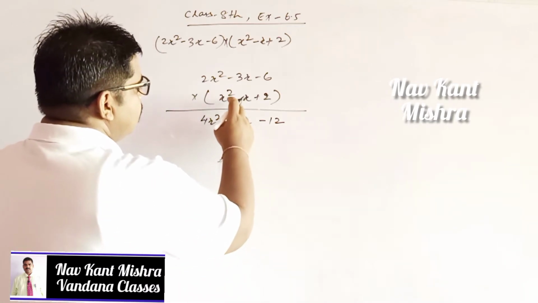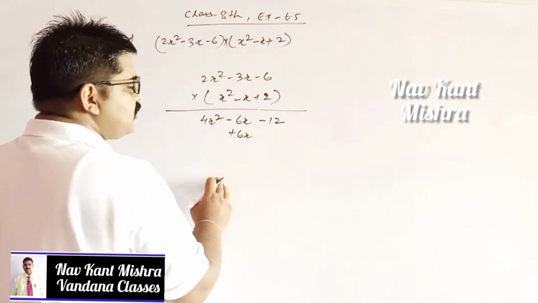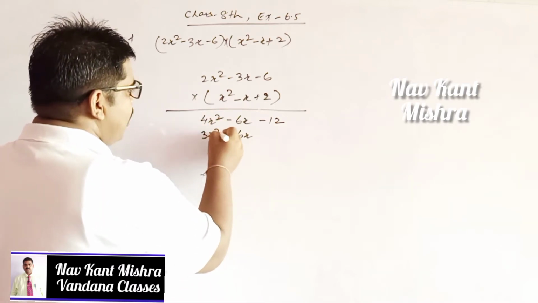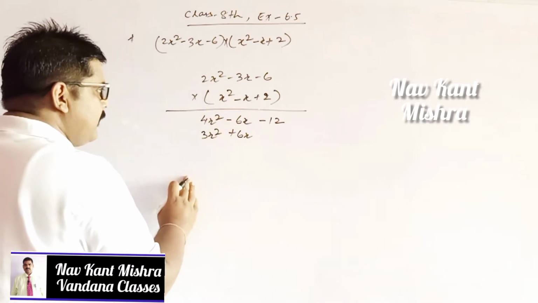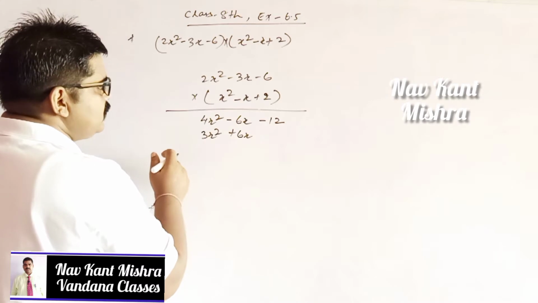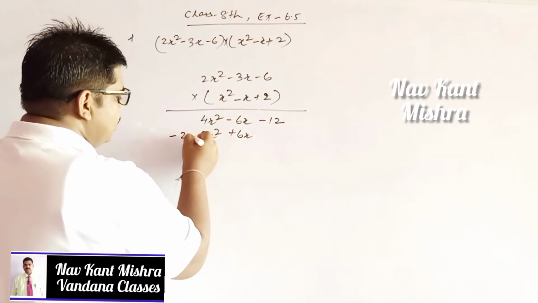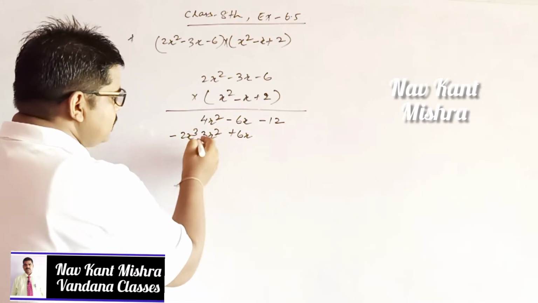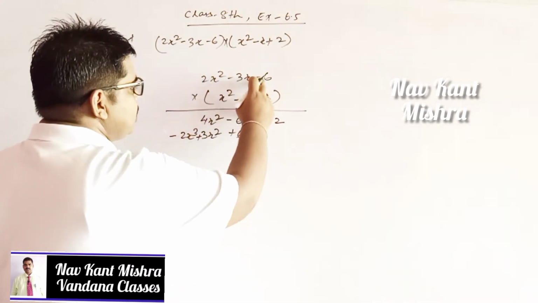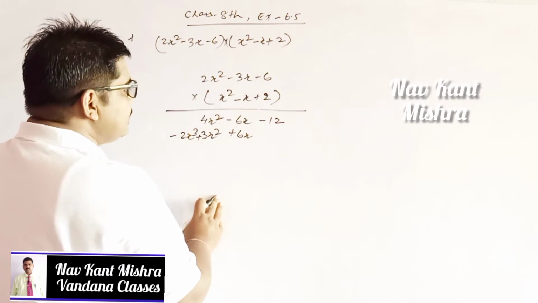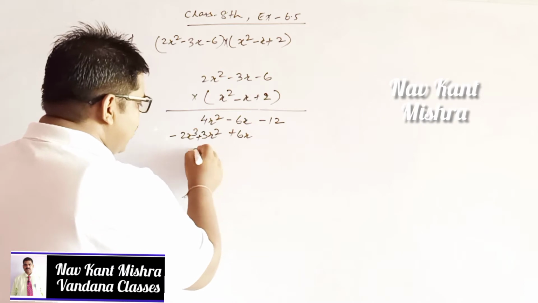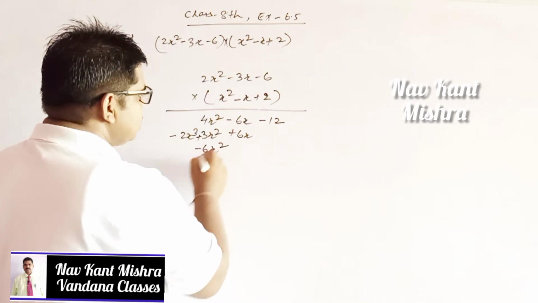And here minus x is multiplied by minus 3x, then it can be written as 3x squared, and minus x is multiplied by 2x squared, then it can be written as minus 2x cube, and you have to write it down in the separate column. After that, x squared is multiplied by minus 6, then it can be written as minus 6x squared, and you have to write down here minus 6x squared.